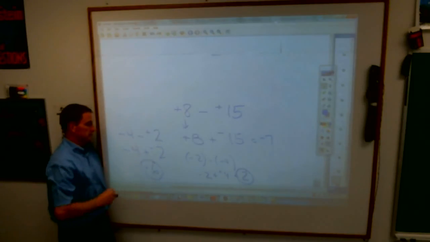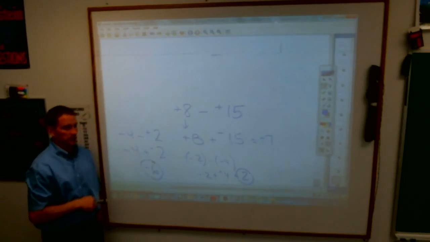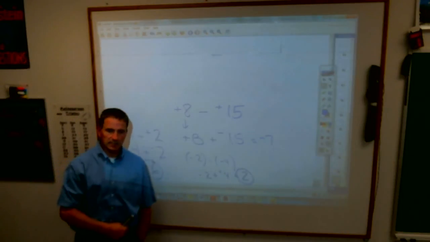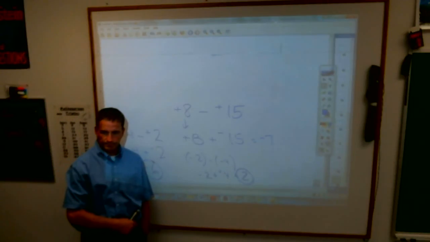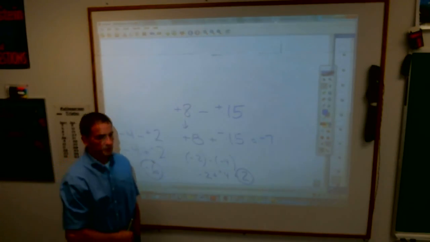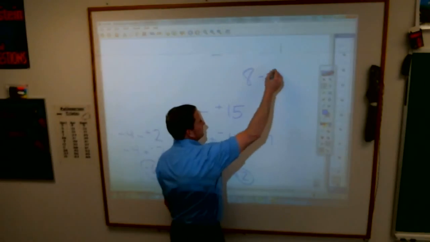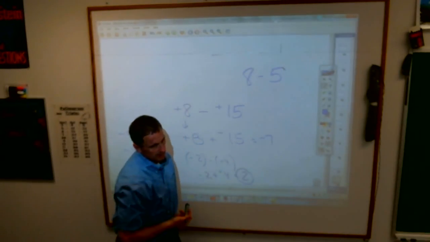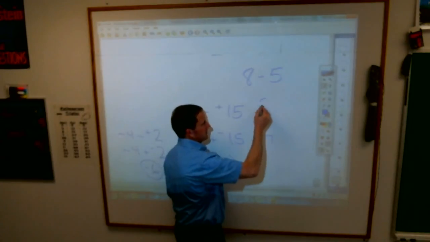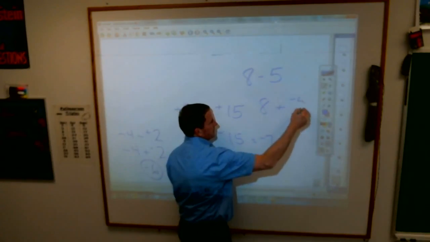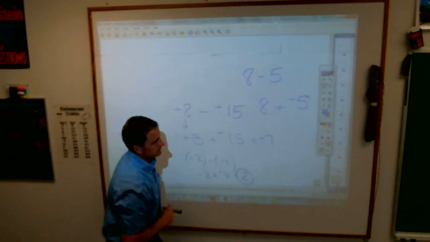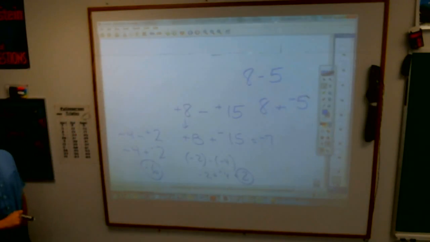Negative 6, yes. You'll hear me say this once in a while, there really is no such thing as subtraction. There's just adding negative numbers. Which means this, you've always been taught 8 minus 5 is 3, right? Well, there's no such thing as subtraction, it is just the same thing as 8 plus a negative 5. Adding its opposite.